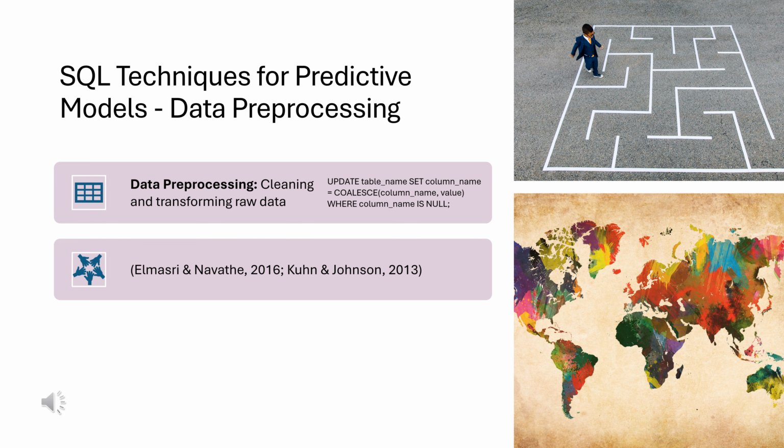SQL plays a critical role in data pre-processing, which is essential for building accurate and predictive models. Data pre-processing includes cleaning and transforming raw data. For instance, we can use SQL to update missing values in our data set. This command replaces null values with a specified value, ensuring that our data set is complete and ready for analysis.